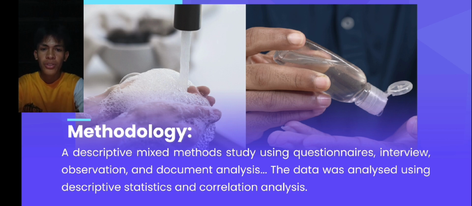And to elaborate further, questionnaires provide measurable data from a larger group of students, while interviews allowed for a deeper insight into personal experiences. Observation helped the researchers assess the actual condition of school facilities, and document analysis included reviewing school records such as attendance and academic reports. The descriptive statistics were used to summarize the data, while correlation analysis helped determine the relationship between sanitation practices and academic performance. This combination of methods ensures that the findings are both reliable and comprehensive.